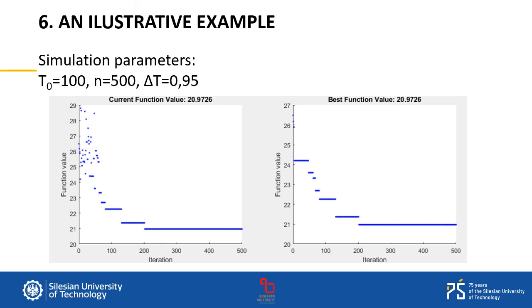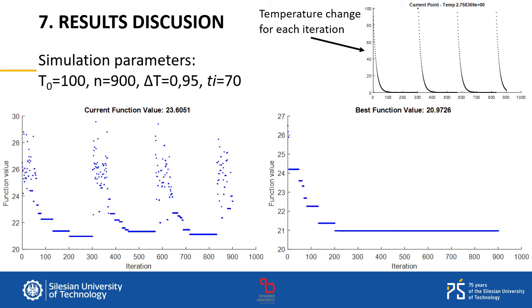In order to check whether the found solution is not a local optimum, another simulation was carried out with a greater number of iterations and with the reheating mechanism activated. The simulation parameters are as shown. The starting temperature value is 100, the number of iterations is 900, the cooling rate is 0.95, and the I value is equal to 70. It is the value of the parameter that defines when reheating occurs. If 70 times in a row the same objective function result occurs, then the temperature is reset to 100.